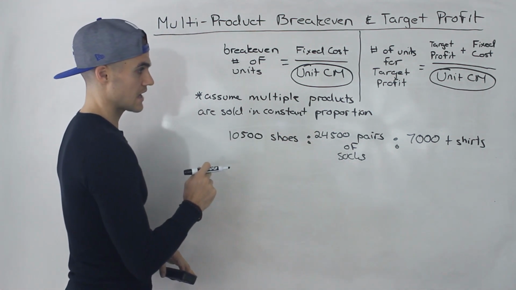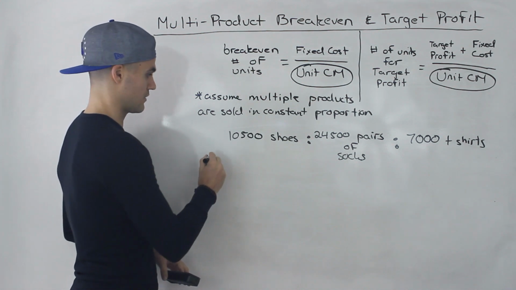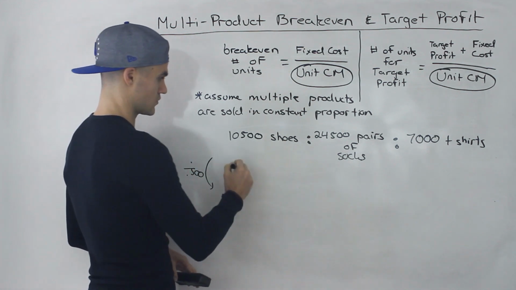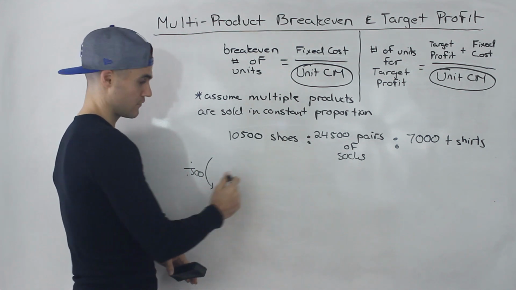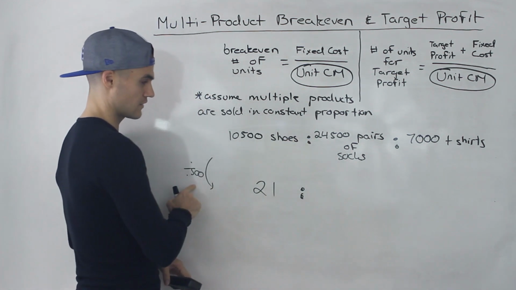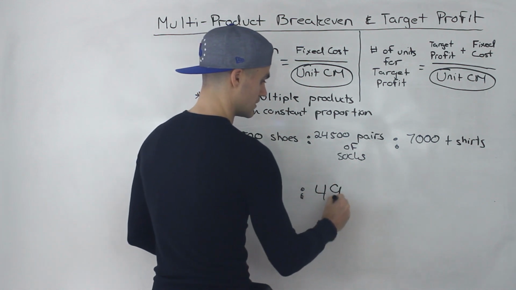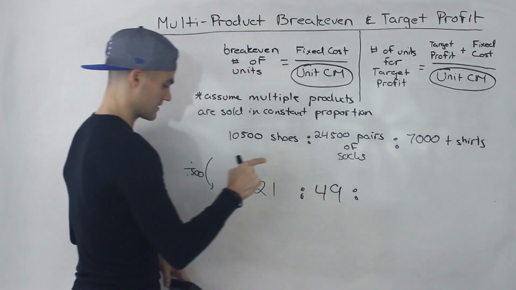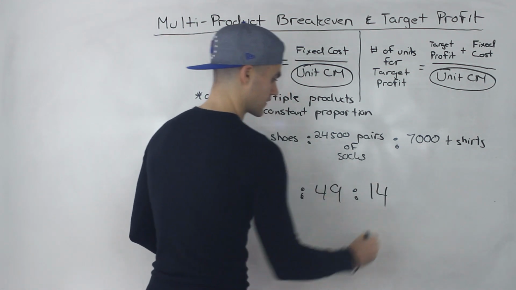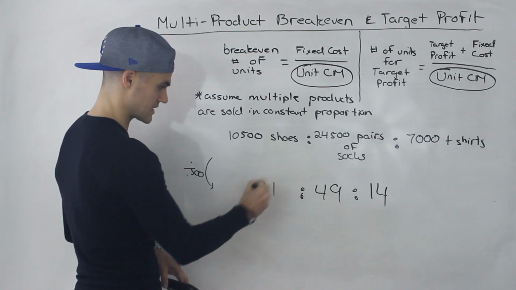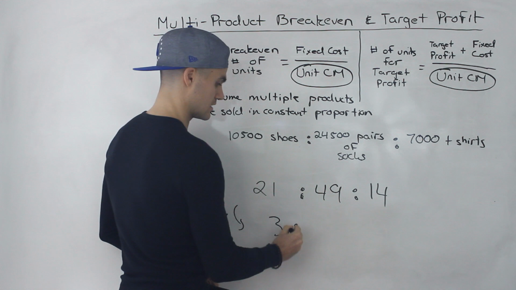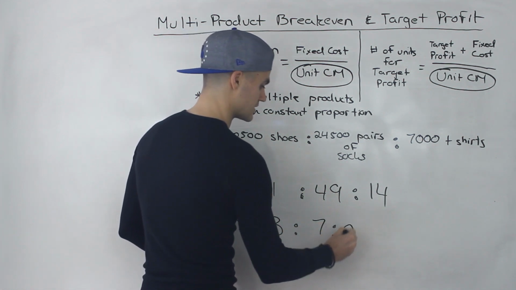So notice that we can divide everything by 500. Let's just start there. So this would be 10,500 divided by 500. That would give us 21. 24,500 divided by 500 would give us 49. And then 7,000 divided by 500, that would give us 14. Right, so we reduce it to this proportion. Notice that these we can divide by 7. So we'd have 3, 7, and 2.